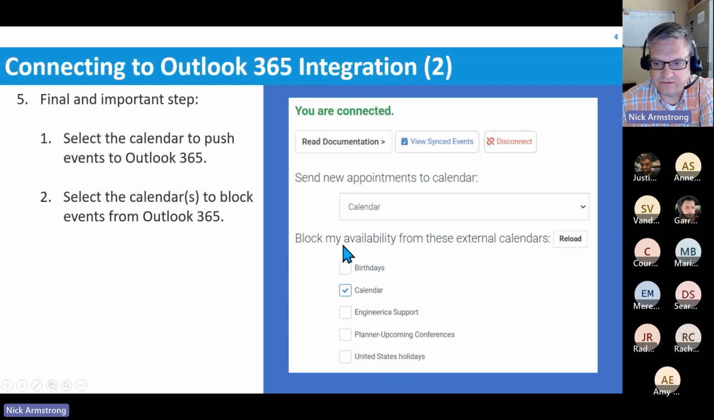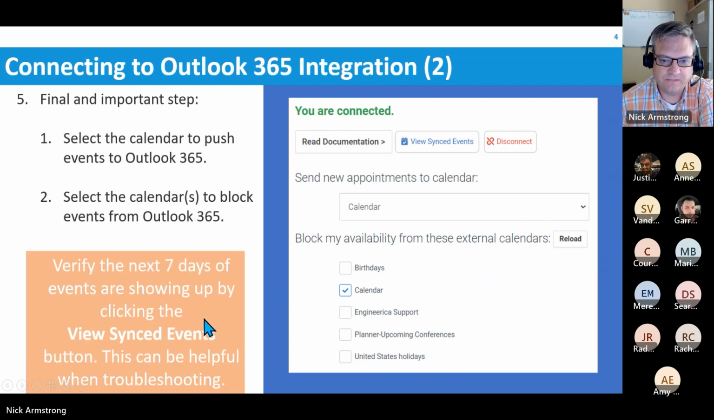And then also there's a block my availability from these calendars option. So on this one, you can actually choose multiple. So if I had a group calendar that I also have to watch out for when we have meetings, I might want to check that as well, so that it can compare not only my calendar of events, but maybe a shared event calendar.